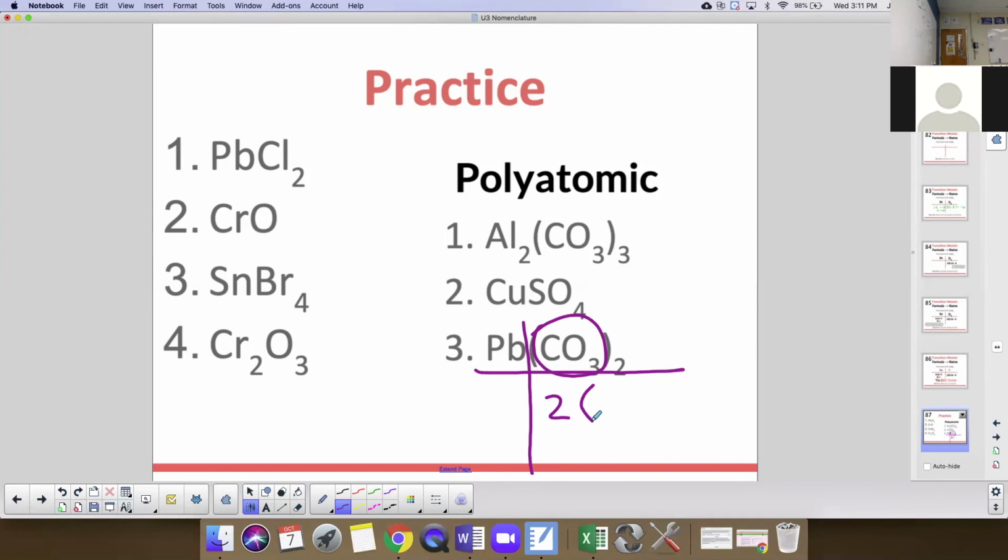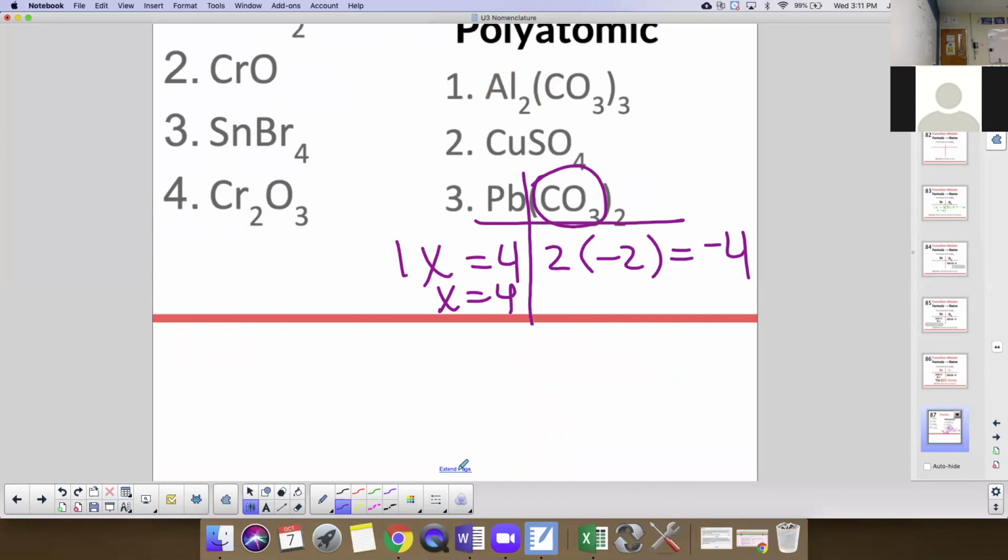What is the charge of CO3? Look on the polyatomic list. -2. So I have a total negative charge of -4. So what does my other side need to equal? +4. All right. How many do I have? Only 1. So what does x equal? 4. So the name of this is Pb, which is lead. What's my Roman numeral? 4, IV, yep. And then carbonate.